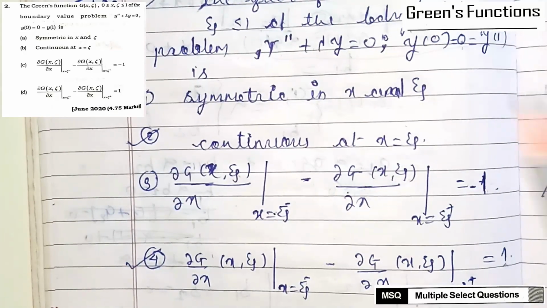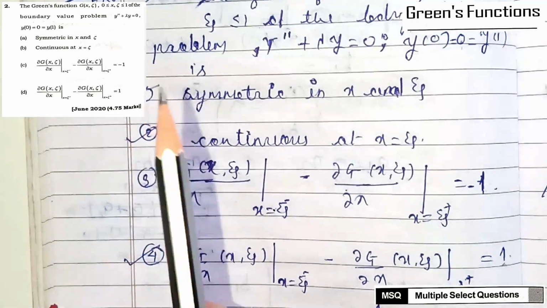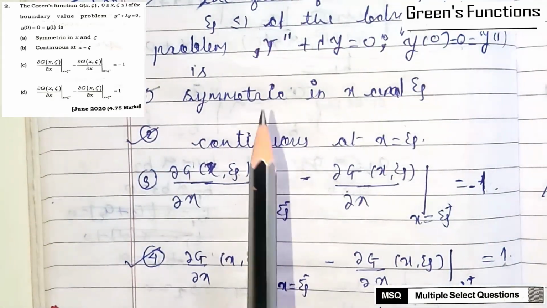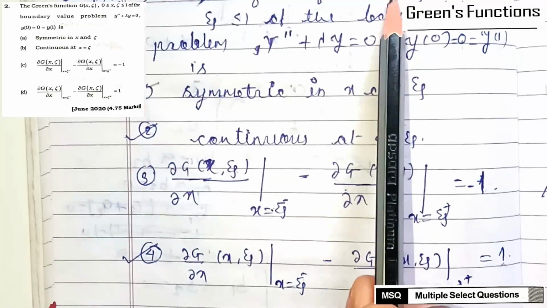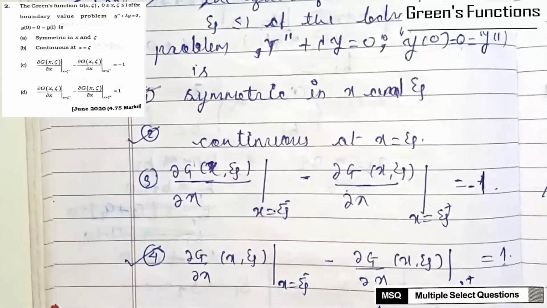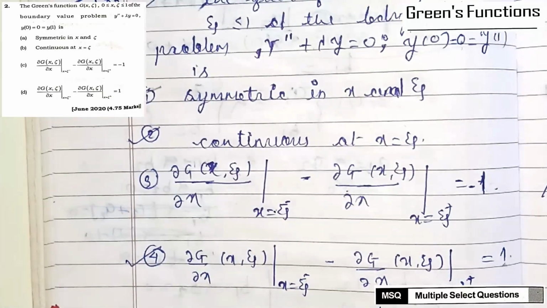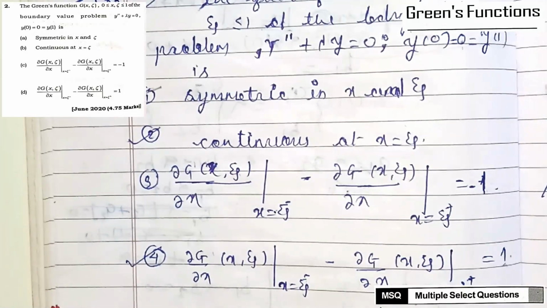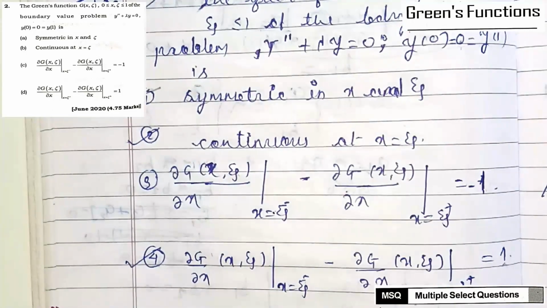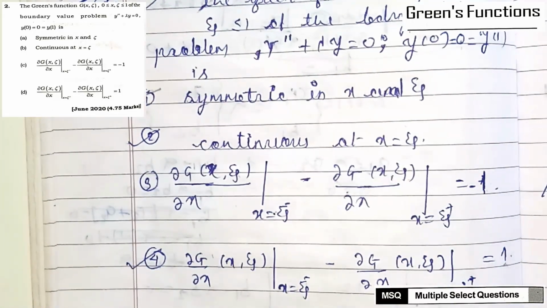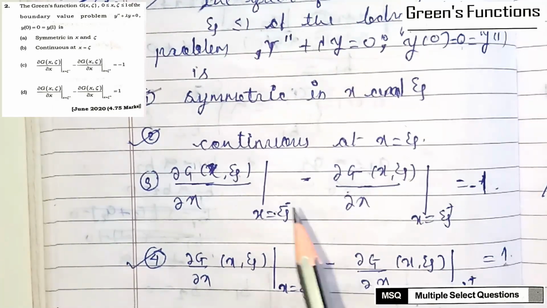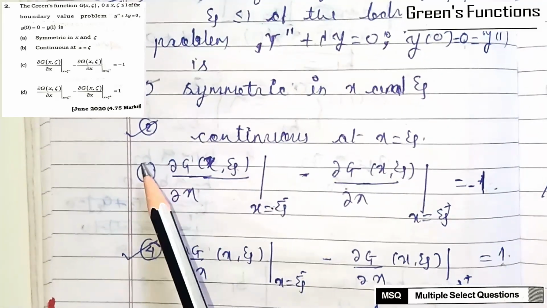Now here, we mark the first option as correct because Green's function is always symmetric. We have x, zeta here, that means g of x, zeta is equal to g of zeta, x. This always holds for a Green's function. The second property is that Green's function is always continuous at x equal to zeta.